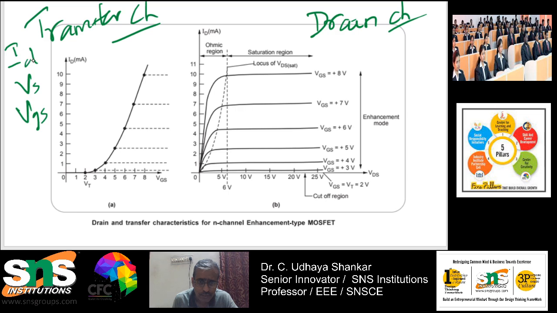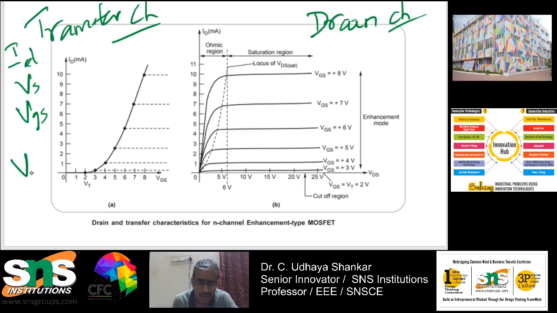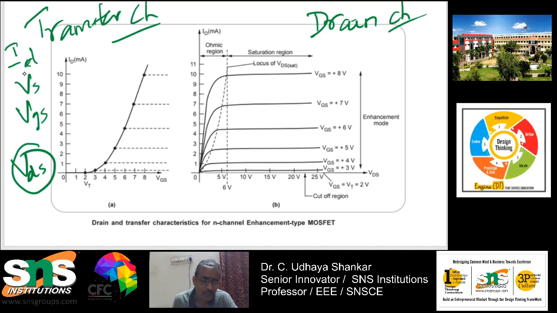ID is the drain current for different values of VDS. For example, I will be keeping VDS at a particular value, changing VGS, and noting down what is ID. So this is how it goes. Similarly, for drain characteristics, it is very simple.